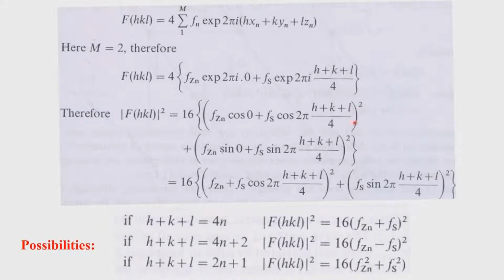So, this now adds up in case of each one of these. So, f of Zn cosine squared plus f of Zn sine 0, f of S sine 2 pi h plus k plus L by 4. So, what we have done here is to express it as a cosine plus sine function. Remember, we are looking at the intensity, so there is no imaginary component that gets associated with it. So, this gives us the solution to the problem. We get the intensity value as 16, f of Zn plus f of S cosine 2 pi h plus k plus L by 4, whole squared, plus this. So, this quantity is something for which we will now have to see what the possible reflections are.